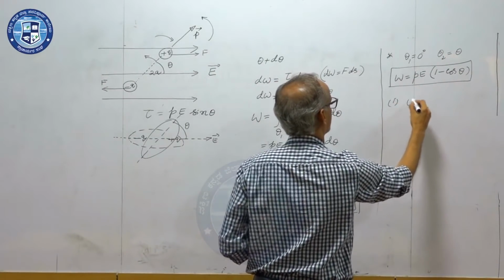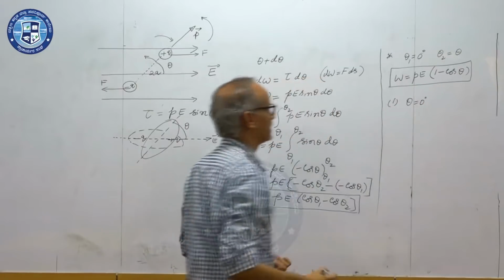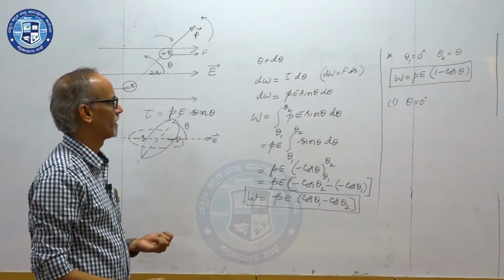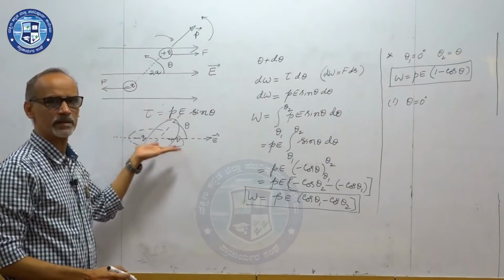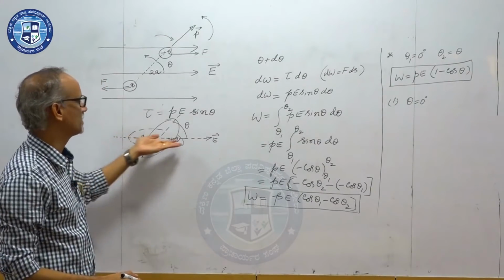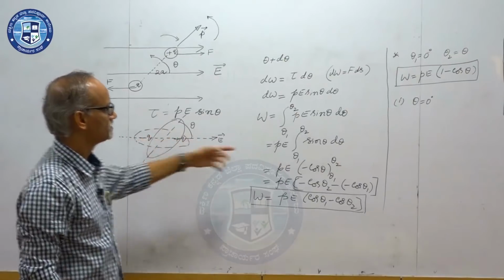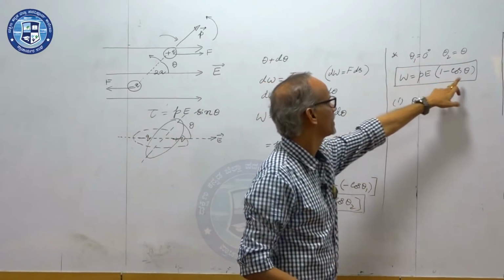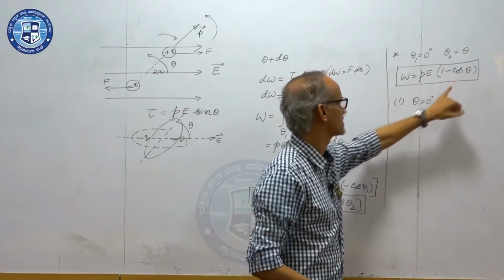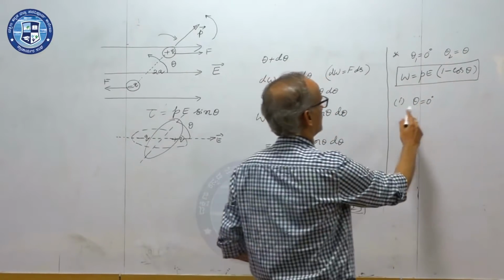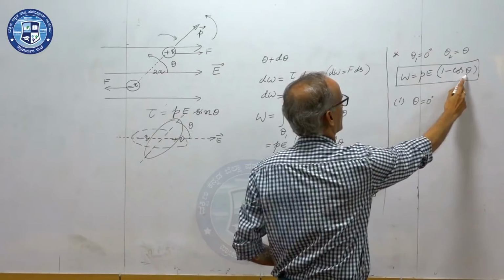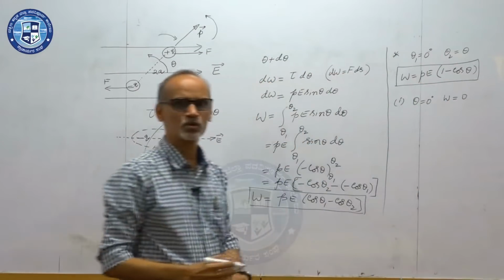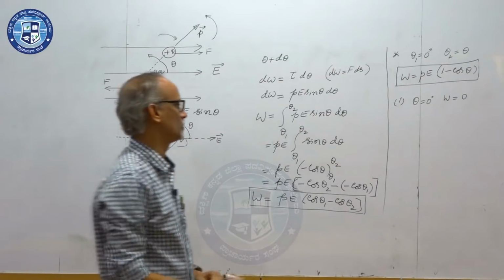Now, what if theta is 0 degree? Theta 0 means the dipole is not rotated at all, because it is already in the stable equilibrium position. So, what is the work done in this case? When theta is 0, we get cos 0 as 1, so we get W is equal to 0. That is, no work is done in rotating the dipole.